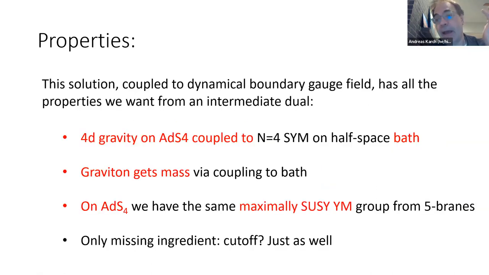So this is our answer, and I would argue it has all the features an intermediate dual is supposed to have. I have 4D gravity on AdS4 coupled to N=4 super Yang-Mills on a half-space bath. The graviton gets a mass, because it's still via this post-processing procedure. At the moment I gauge this N=4 super Yang-Mills gauge field, you can show by an explicit one-loop calculation that the graviton will pick up a mass from the coupling to the bath. On AdS4, we have this maximally supersymmetric Yang-Mills living as well. We have SU(N) super Yang-Mills living from this gauge group on the 5-branes, which are living on AdS4 times S2. The only missing ingredient from the naive top-down, from the naive intermediate picture, is that there's no sign of a cutoff in the bulk, but that's just as well. We didn't really need that cutoff.